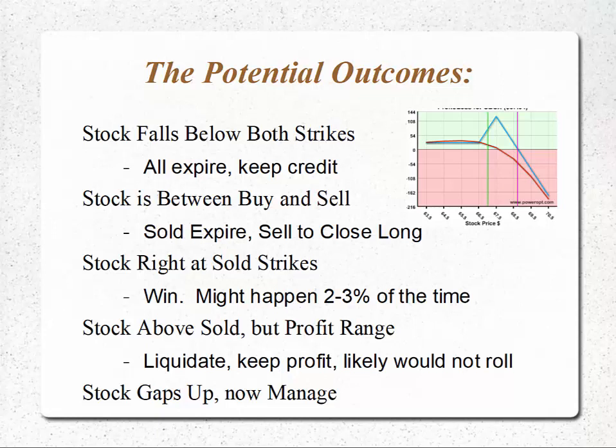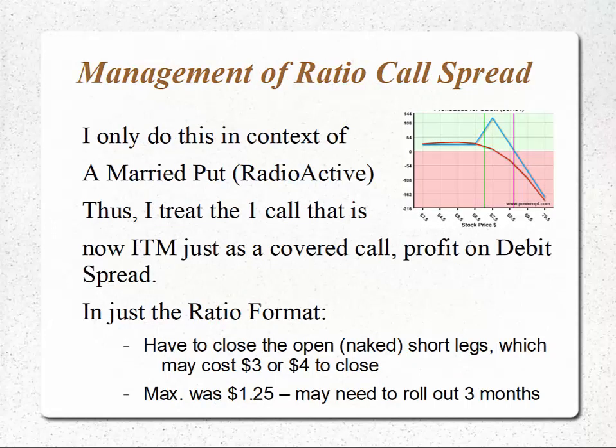Now the problem. If the stock is above the sold calls, but in the profit range, not yet to a loss, still below the break even, it might be best just to liquidate, take the profit and move on. You likely wouldn't roll in this position, although you could, but it would consist of liquidating the entire spread you have open and moving out to a new ratio spread at different strike prices another 10 or 15 days out in time. And if an unexpected event happens and the stock really gaps up, you now have to manage this position. All right. What are some of the ideas of managing a ratio call spread?